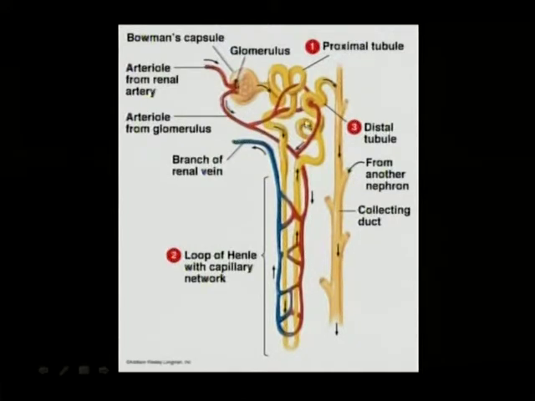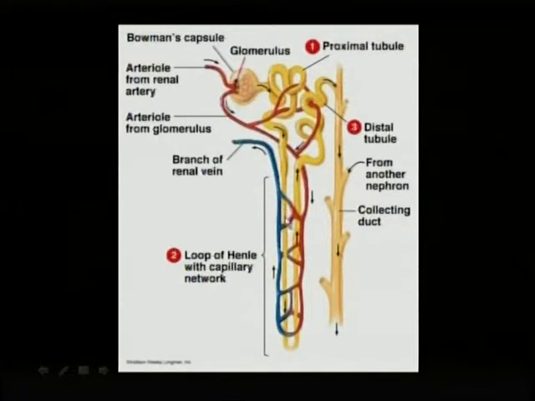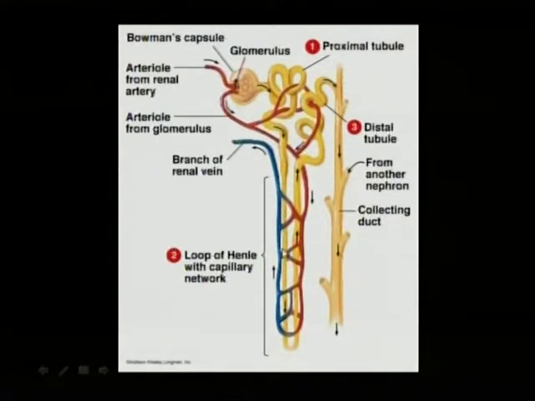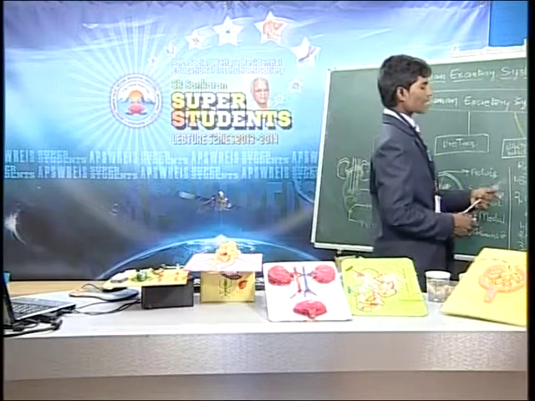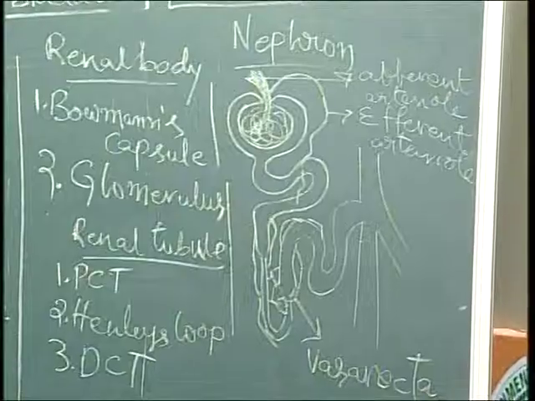See again the proximal convoluted tubule, Henle's loop. In Henle's loop, this is the ascending limb, this is the descending limb. Here the distal convoluted tubule opens into the collecting duct. This is the structure of the nephron.